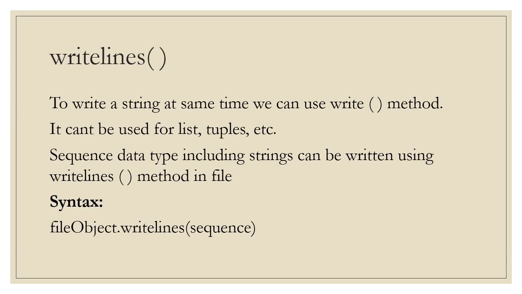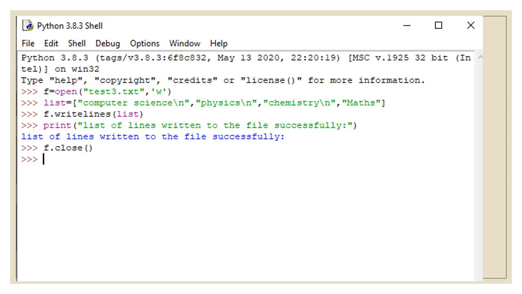The next one is writelines. For writing a string at a time, we use the write method. It can't be used for writing a list, tuple, etc. into a file. Sequence data types including strings can be written into the file using the writelines method. The syntax of the writelines function is file_object.writelines(sequence). Let's see the input and output of the writelines function.